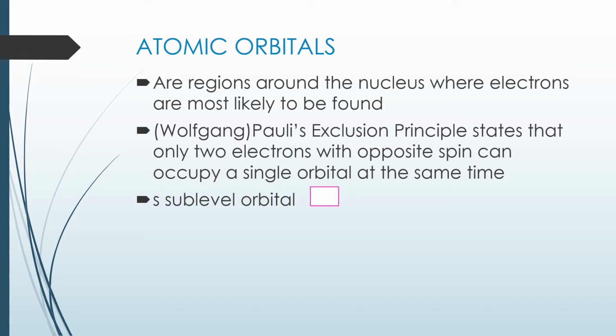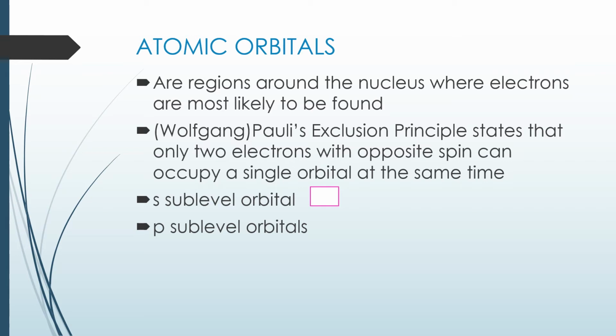Ang S sublevel ay meron lang isang orbital. So, ang bawat orbital ay pwedeng lumaman ng 2 electrons. Kaya ang S sublevel, pwedeng magkaroon ng isa, pwedeng magkaroon ng 2. Pero hindi pwede ang 3 dahil yung isang orbital niya, ang kaya lang hawakan ay hanggang 2 electrons.